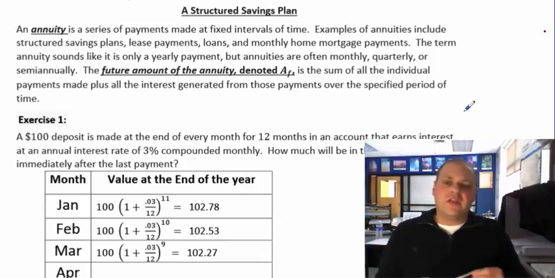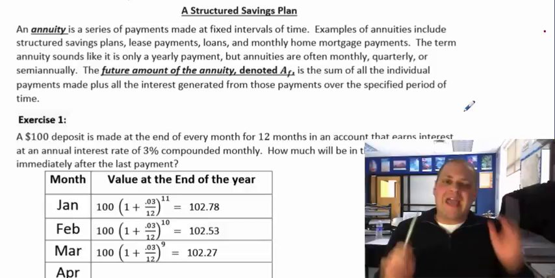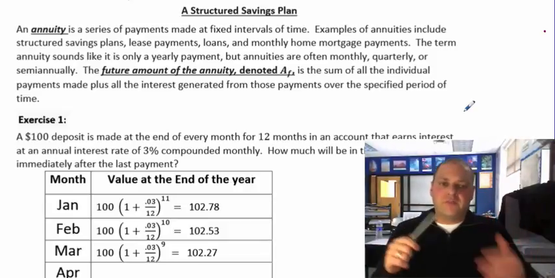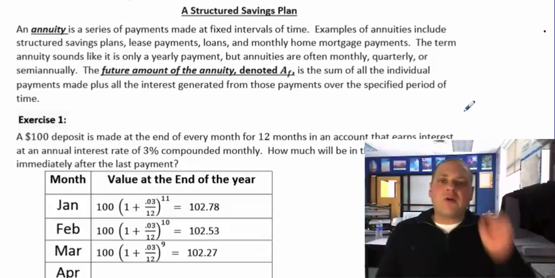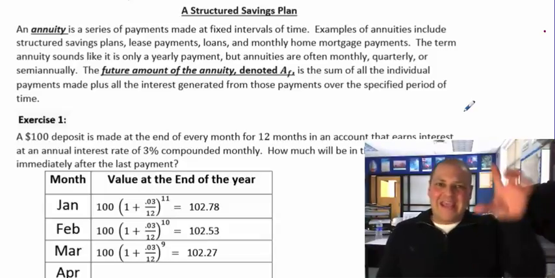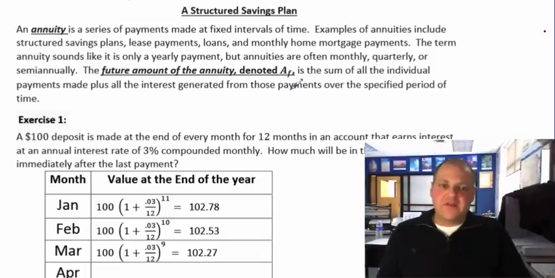The term annuity sounds like it is only a yearly payment, but actually annuities are often monthly, quarterly, semi-annually. The future amount of an annuity is denoted by A sub F. So you'll see that right here, A sub F. And it's the sum of all the individual payments made plus the interest generated.